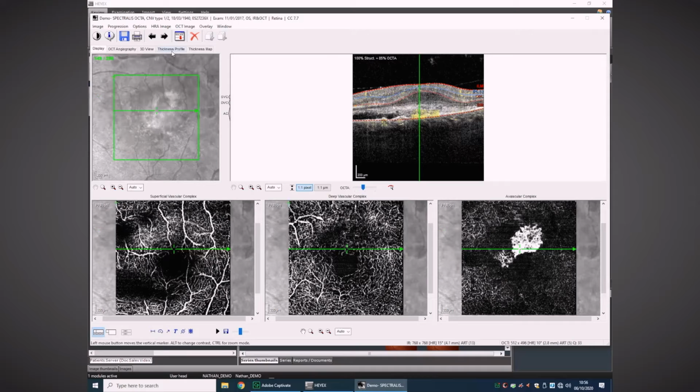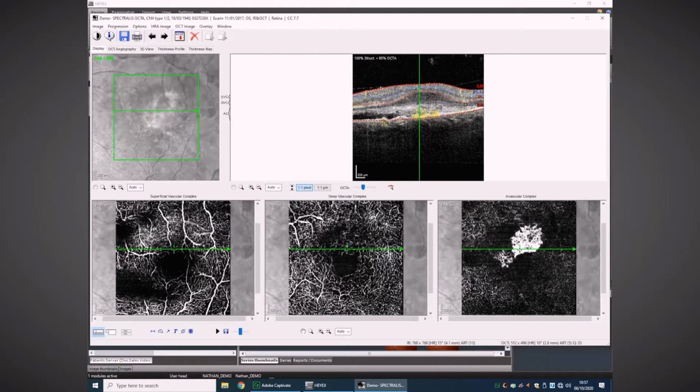So you can see in the very first viewing window, this is really a summary of the information. You have your infrared fundus image here. You have your structural B-scan with the overlay of the OCTA flow. And here you have a breakdown of your superficial vascular complex, deep vascular complex, and the avascular complex. And of course your eye is drawn to the avascular complex because there's some flow there that shouldn't be there.